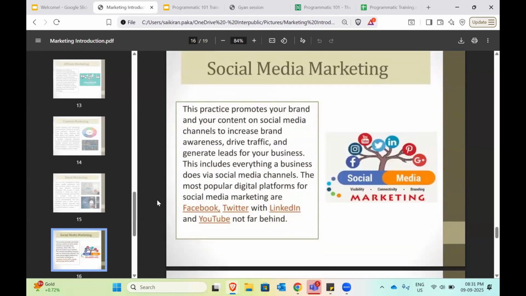Social media marketing, everybody is well aware of this. It uses social platforms like Facebook, Insta, YouTube, X, LinkedIn, Pinterest, and TikTok, which is banned in India but globally it's very big. Using these platforms, you promote products, show ads, and reach out to customers.